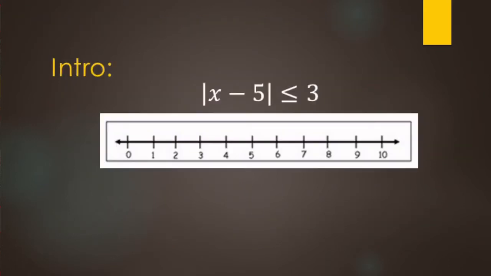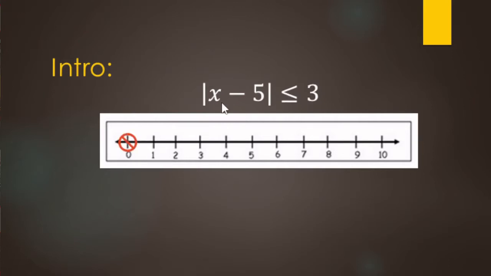Just looking quickly here, we have an absolute value inequality. We're just going to be testing numbers so we can get an idea of what our answers are going to look like. If we have the absolute value of x minus 5 is less than or equal to 3, what values from this number line are going to make this true? Well, let's start at 0. 0 minus 5 makes negative 5. The absolute value of that makes positive 5, which is not less than or equal to 3. So 0 is not a solution.